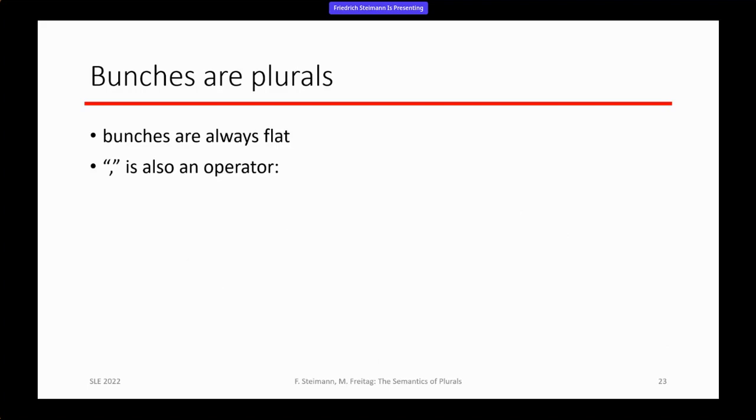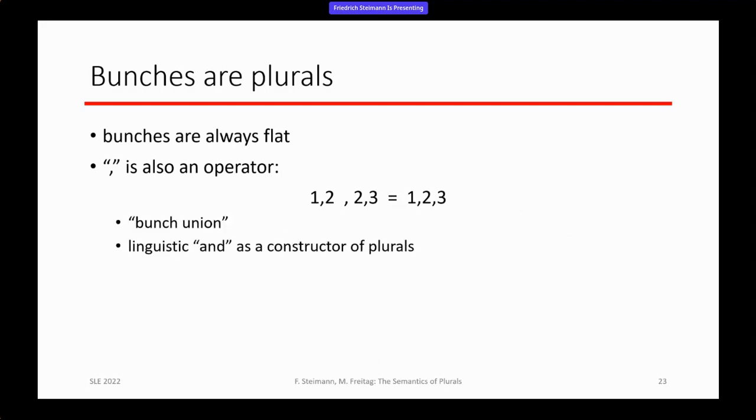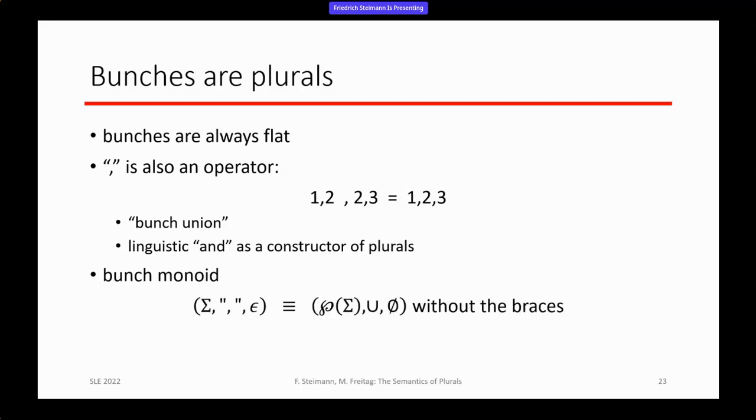So bunches are basically plurals. They are always flat. They have this constructor, the comma, which is used as a separator and as an operator. So the bunch comprised of 1 and 2, and I read this comma as 'and', and the bunch comprised of 2 and 3 gives me the bunch of 1, 2, and 3. So this would be bunch union, just like set union, and as the linguistic 'and' constructor that I've been using in English. And it also can be considered a monoid.